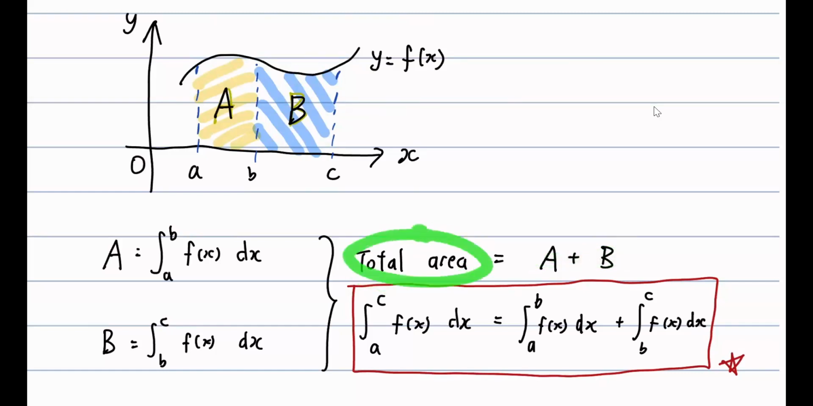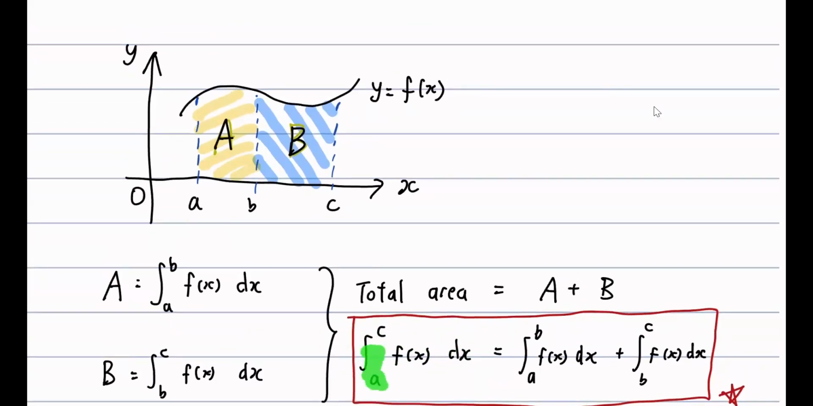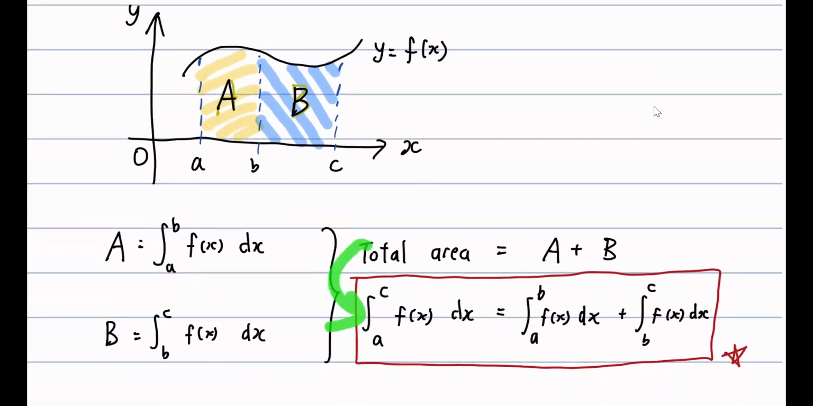But how do you find total area? It's just the area from x equals a to x equals c. So this is something new. You must know. I am teaching you now. Total area from a to c is written as integral of f of x from a to c dx. Lower limit is the smaller x. Upper limit is the bigger x. This is the interpretation of the definite integral. It is total area under the curve.